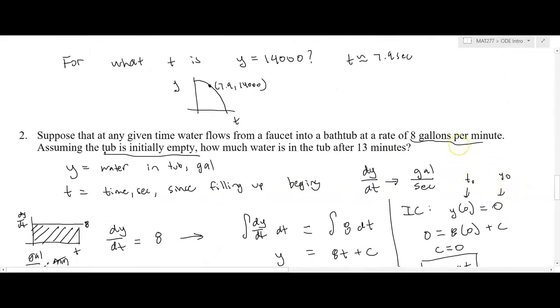If the tub's filling up at 8 gallons every minute, and you do that for 13 minutes, then it's going to have 13 copies of 8 gallons in there. And I use the word copies to emphasize that we're basically reproducing 8 gallons every minute.